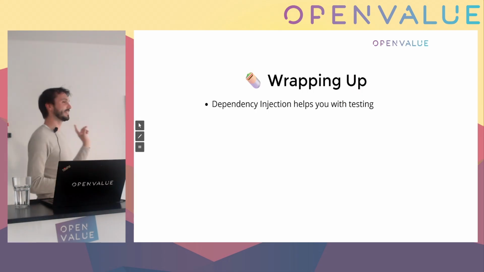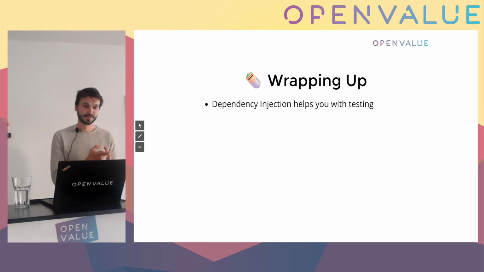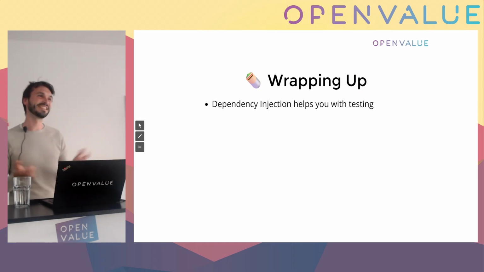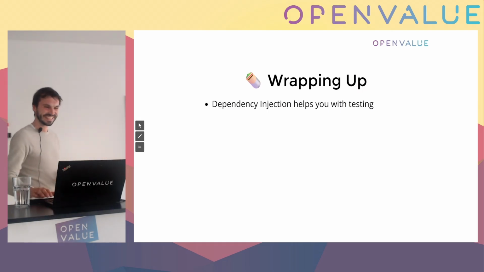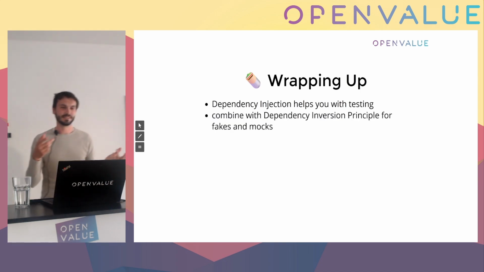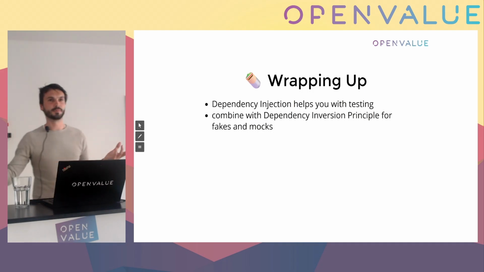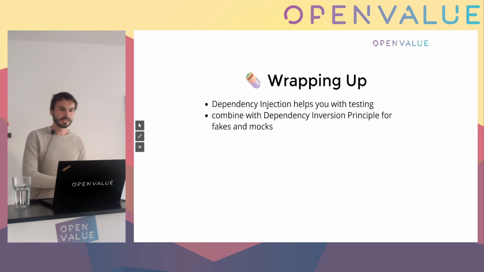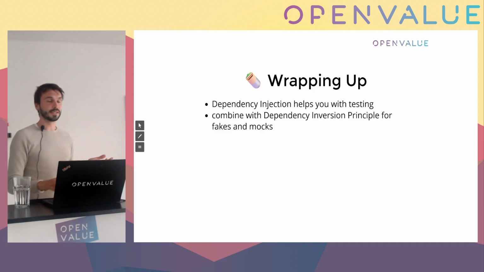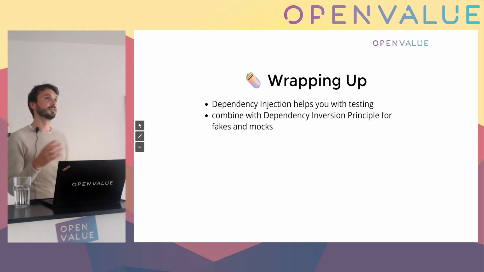That's actually the few things you should take home. Dependency injection helps you with the testing. If you don't test, you might not want to use it, but actually I would recommend testing. It helps you to test in isolation, so your test might not fail if you change one class. And you can combine dependency injection with the dependency inversion principle to create your own fakes and mocks.